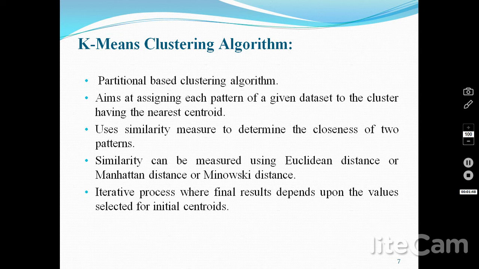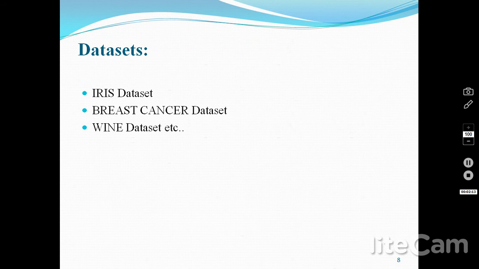It is a partitional-based clustering algorithm that aims at assigning each pattern of a given dataset to the cluster having the nearest centroid. It uses a similarity measure to determine the closeness of two patterns. Similarity can be measured using Euclidean distance, Manhattan distance, Minkowski distance, or maybe another one like Mahalanobis distance. It is an iterative process where the final results depend upon the values selected for initial centroids.